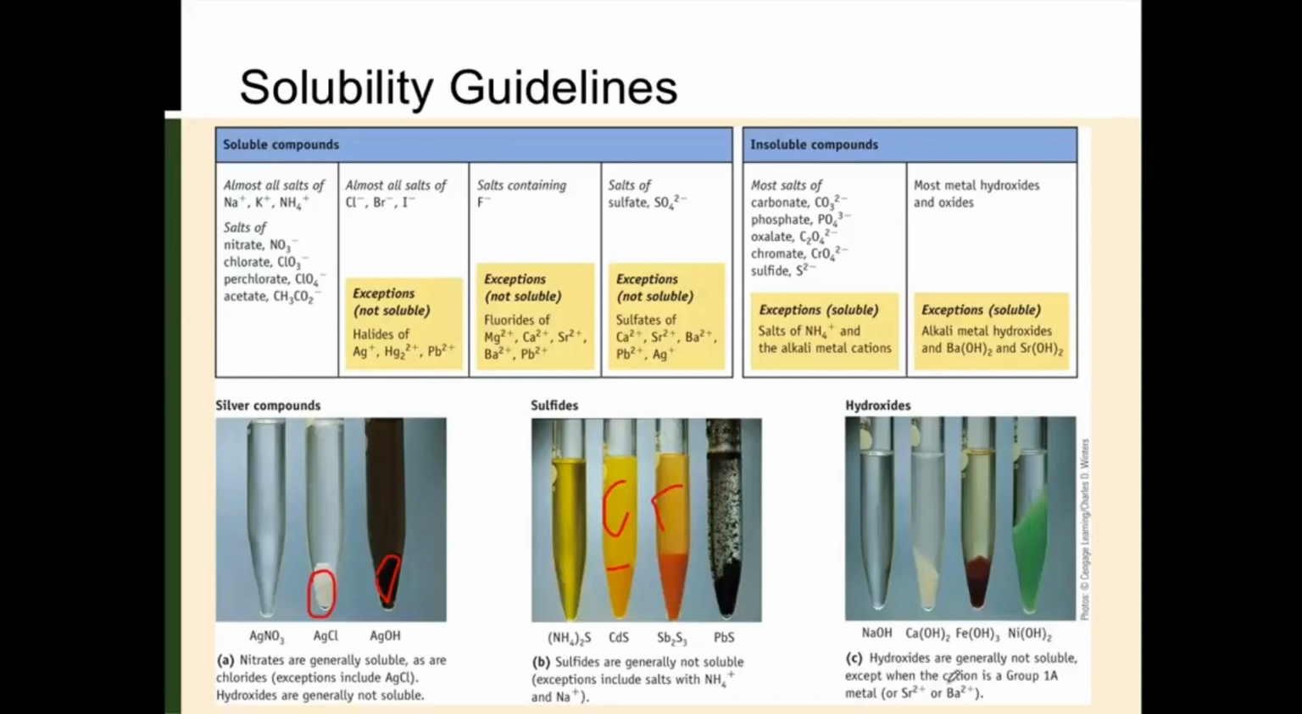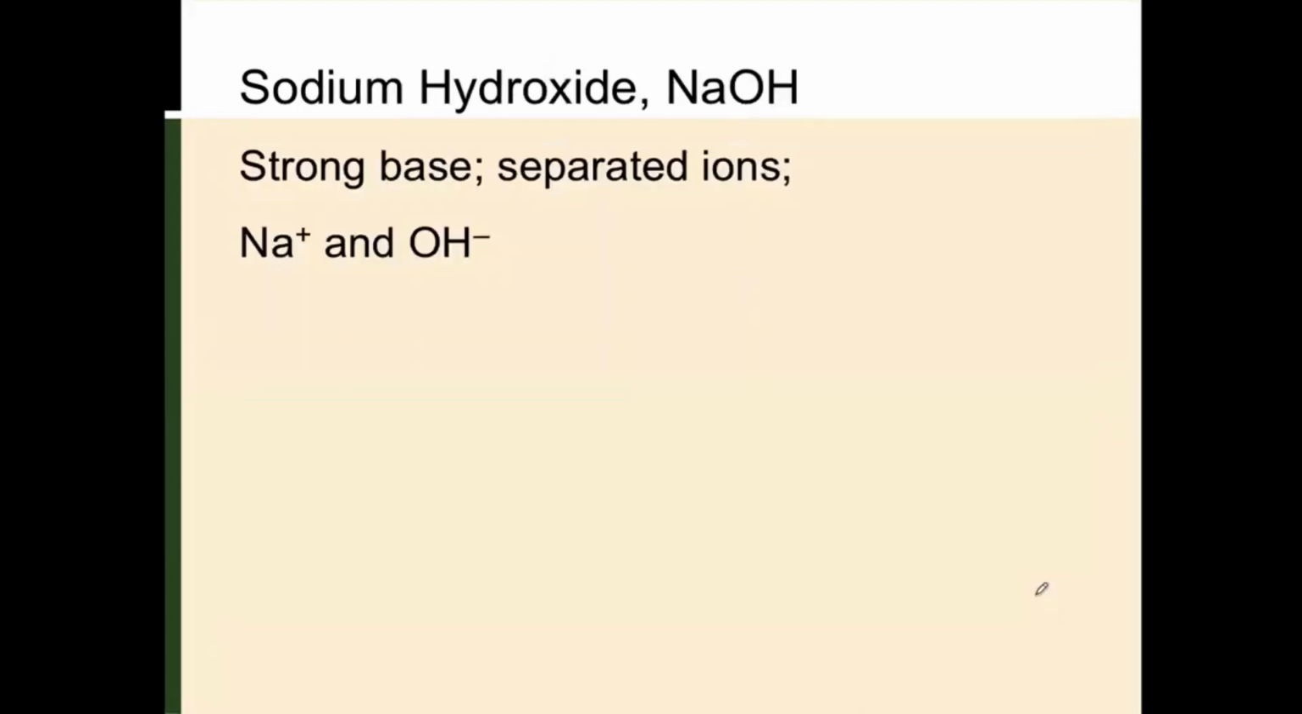Hydroxides are generally not soluble except when the cation is a group 1A metal or strontium and barium. So sodium hydroxide is very much soluble. Calcium hydroxide is not. Iron hydroxide is not. Nickel hydroxide is not. Sodium hydroxide is something called a strong base. It is very alkaline, but we'll learn about acids and bases in Gen Chem 2. But the important thing to know is that whenever something is a strong base, it means that when it is dissolved in water, it separates into its ions, it dissociates completely into sodium plus and hydroxide minus.